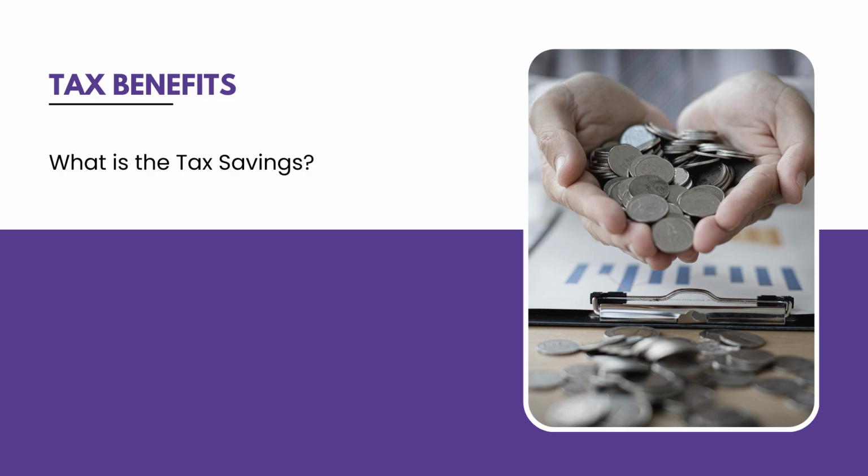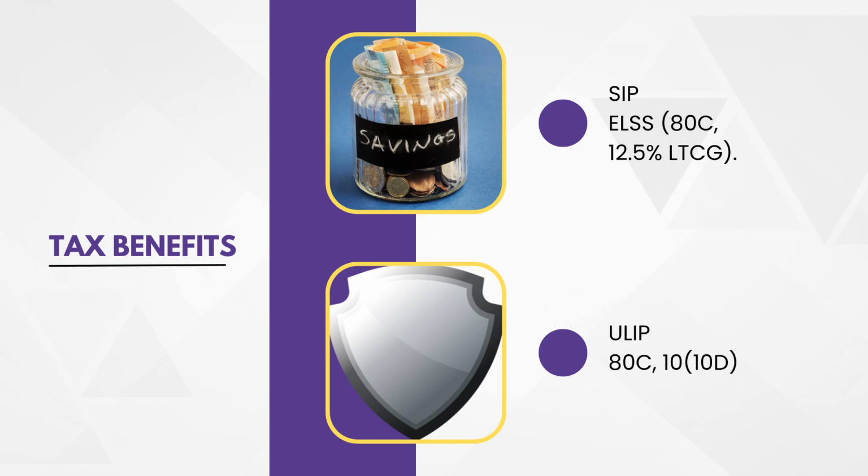Let's now discuss tax benefits. SIPs offer tax benefits under ELSS, with up to 1.5 lakh rupees deduction under Section 80C. ULIPs also offer tax benefits under 80C and 10D, making both tax-efficient investment options.